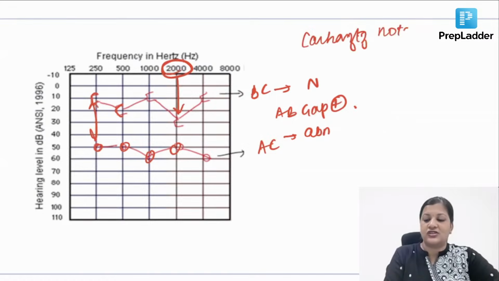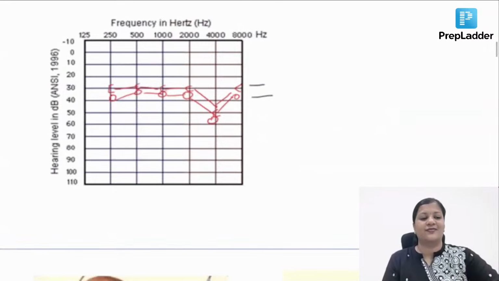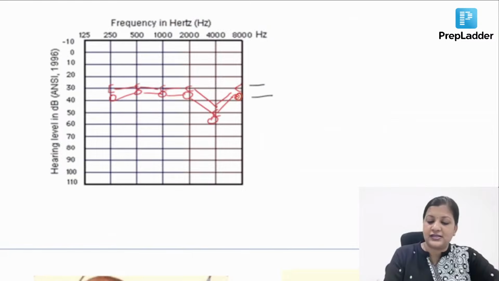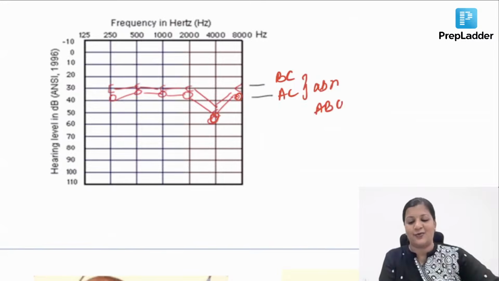And Carhart's notch is seen in which condition? It is seen in otosclerosis, right? Now let's go to this image. What do you see here? 0 indicates AC, lesser than indicates BC. AC and BC are abnormal and there is an airborne gap.